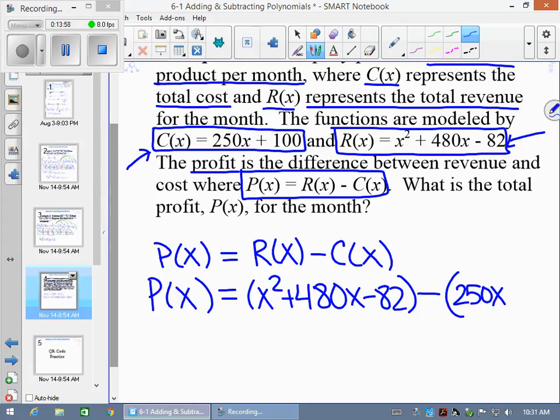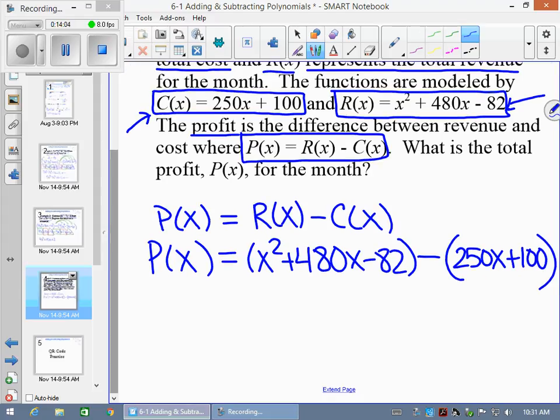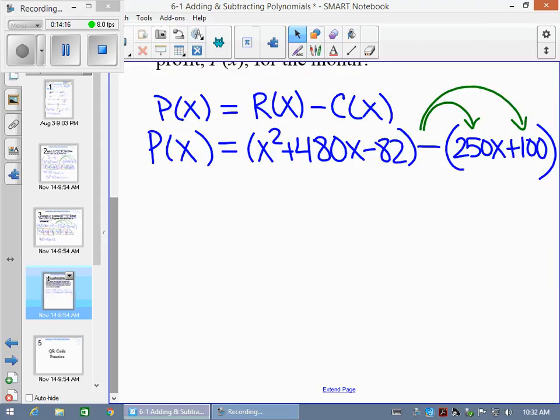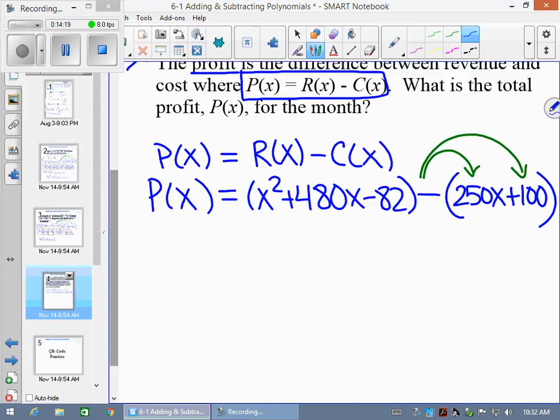So this really is just the same kind of question that we did in question 1 and 2. It just had a little bit more of a wordy word problem nature to it. So we had to really read through it before we could turn this into just a subtraction problem. So again, my first polynomial expression R of X does not really need the parentheses around it since it has a positive 1 in front. So I'm just going to rewrite that as X squared plus 480X minus 82.